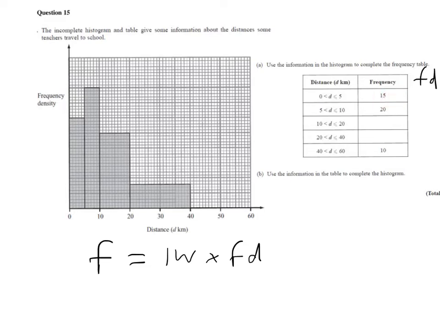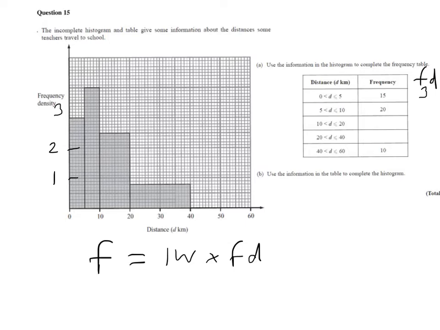I've got my frequency is 15, the distance from 0 to 5, so that's a width of 5, so 15 divided by 5 will tell me that the frequency density is 3. I'm going to mark that onto the histogram, and then I can see that that's 3, that will be 2, and that would be 1, so I'm just looking for equal spaces, and I can start to use that information to get the frequencies from the other bars.